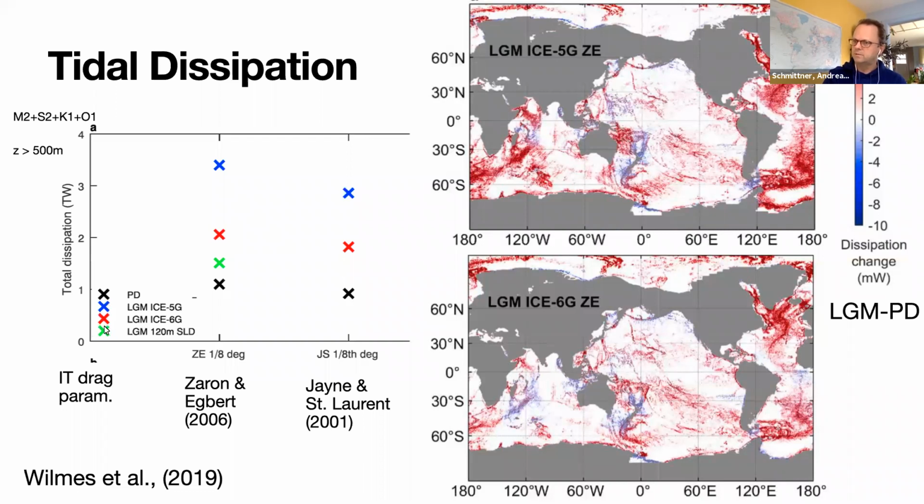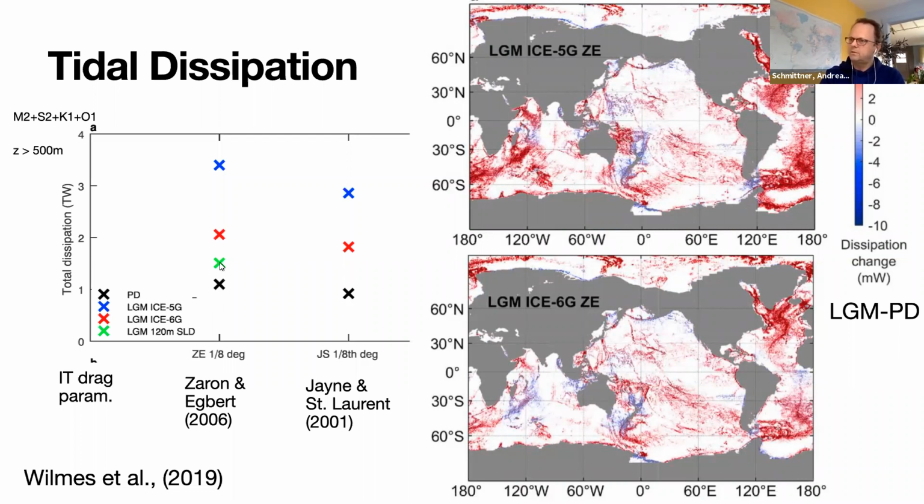And then there's another experiment, the green one, where she has just lowered sea level by a constant value of 120 meters. Also, these 2 columns are different internal tide drag parameterizations. The one on the left is the Zhang and Egbert parameterization, and on the right, we have Jayne and St. Laurent. So as you can see, for the present day, both of these internal tide drag parameterizations give a number close to 1 terawatt energy dissipation from tides.